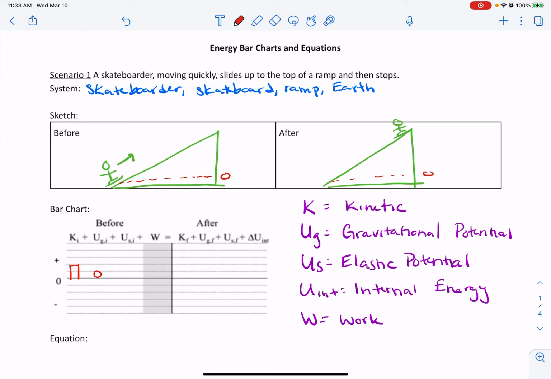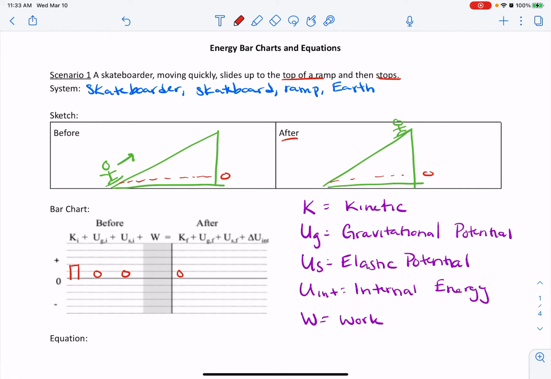Does it have elastic potential energy? Well, that would have to have some sort of elastic object like a rubber band or a spring, and we don't have anything like that here, so I'm going to put a 0 for that. I'm going to skip work for a second. Let's go back to the after. All right, now we're looking at our after situation, and it says it's at the top of the ramp and stops. So if it stops, that means it's not moving. If an object is not moving, it does not have kinetic energy. So I'm going to put a 0 here for kinetic.